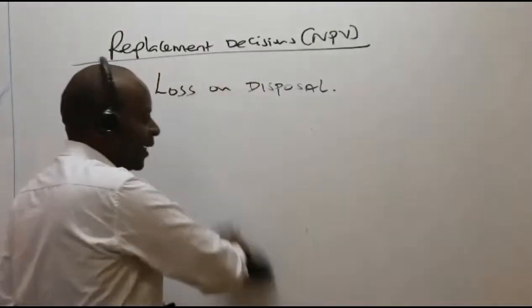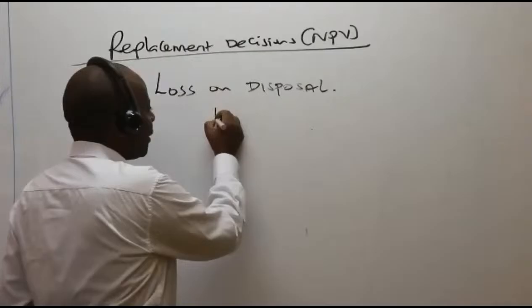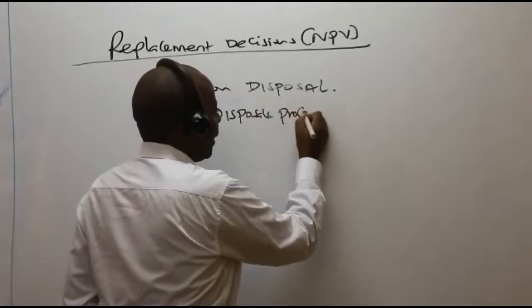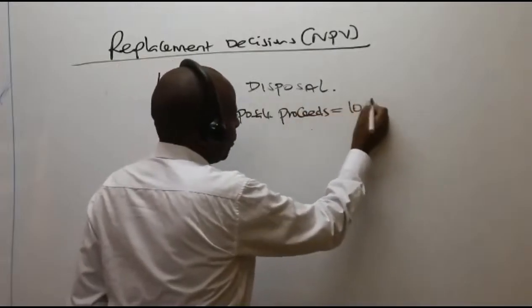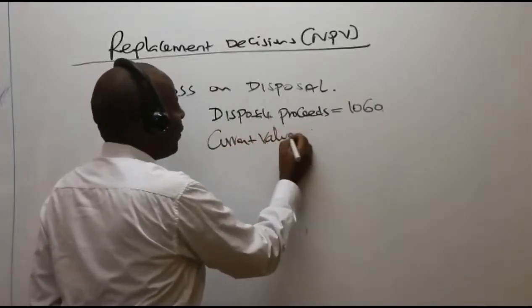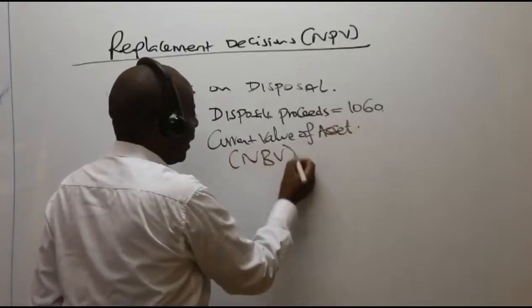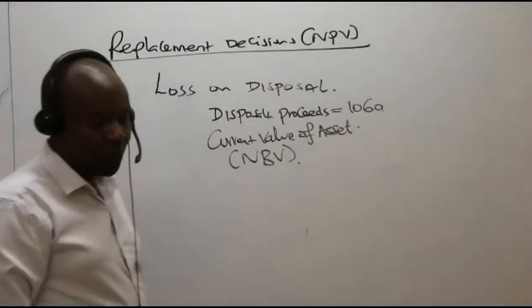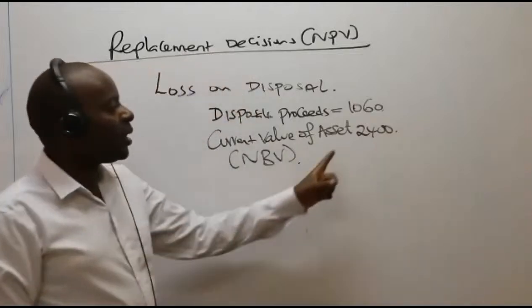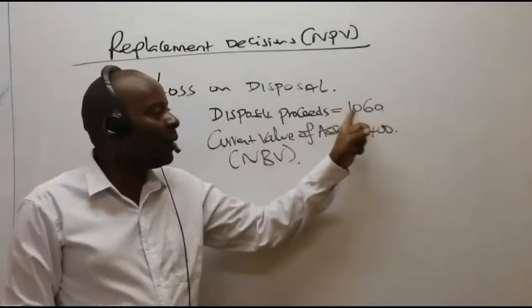In financial management, ladies and gentlemen, what we normally do is to compare two things. We compare the disposal proceeds of 1060, and then now we look at the current value of the asset, as measured by the net book value. So the net book value here, you guys gave me a figure of 2,400. You can see, ladies and gentlemen, that an asset that is worth 2,400, we are selling it for a paltry amount, a smaller amount of 1060.